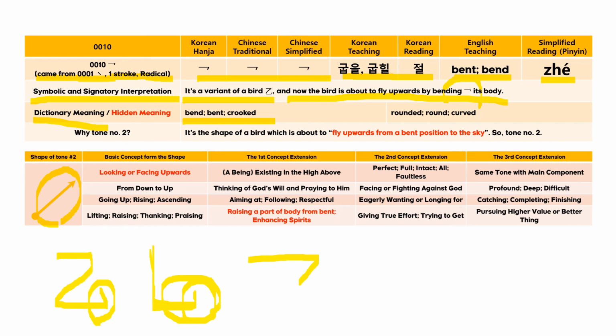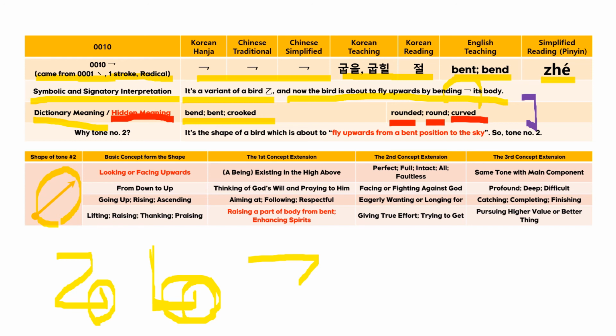Hidden meanings are much more important than the dictionary meaning, because those hidden meanings will be used to interpret all those characters having these characters: rounded, round, curved. So please try to remember these hidden meanings of characters. Generally speaking, most radical characters have their own hidden meanings. Okay?